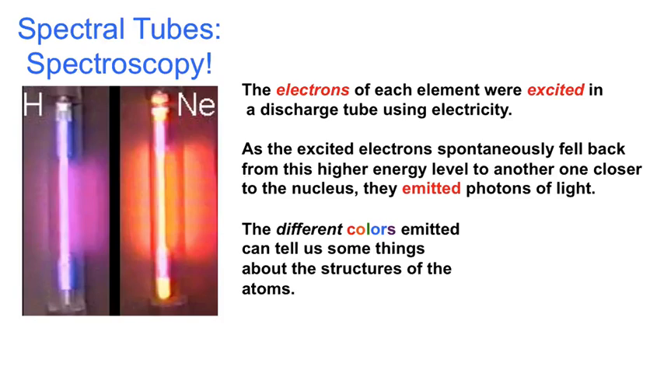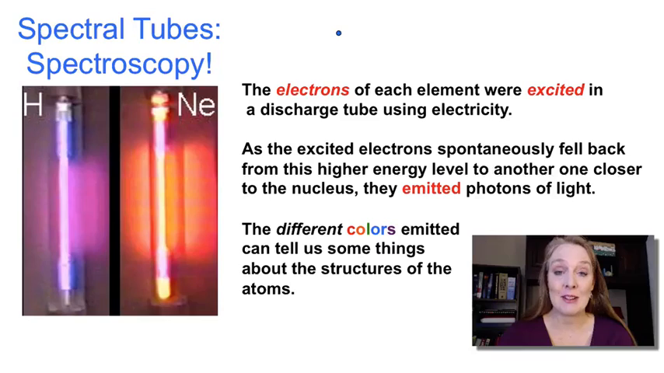But this excited state is a temporary state. As the excited electrons fell from this higher energy level back to another lower energy level closer to the nucleus, they emitted photons of light. That gave us the atomic emission spectrum, and we could see some of that spectrum in the visible light range. Each element has its own set of allowed energy levels for the electrons, and therefore each element will have its own set of colored lines. Tune in to the next lecture to learn more about the energetics of this process for the hydrogen atom.